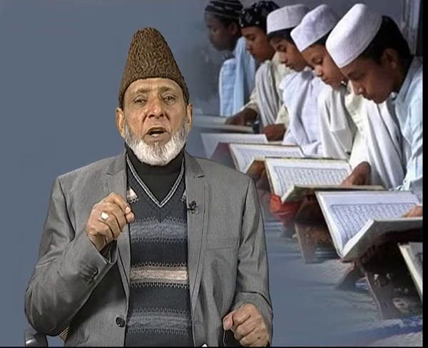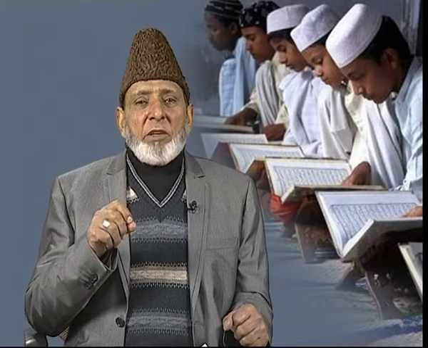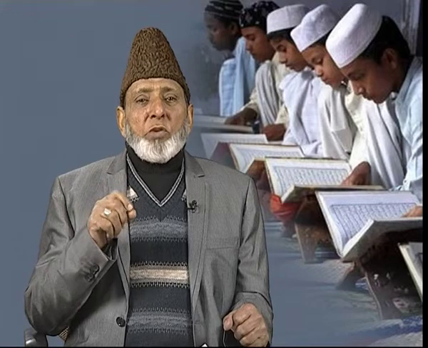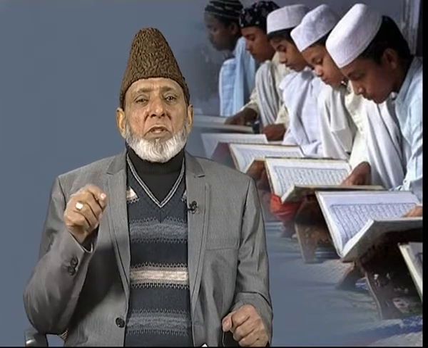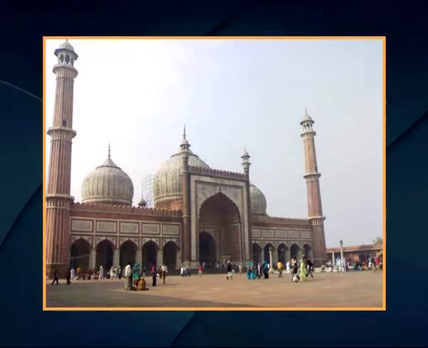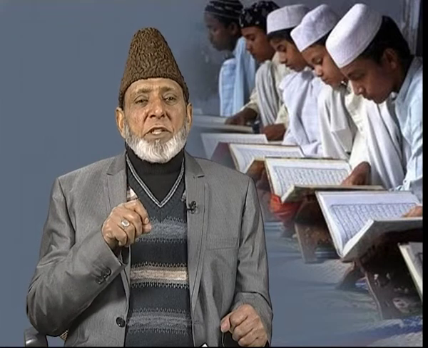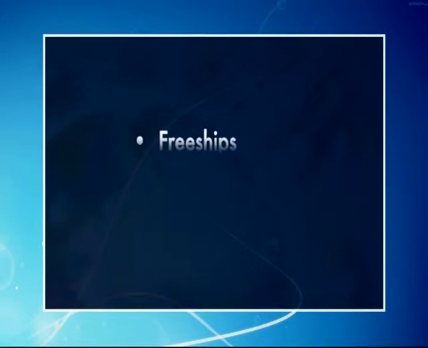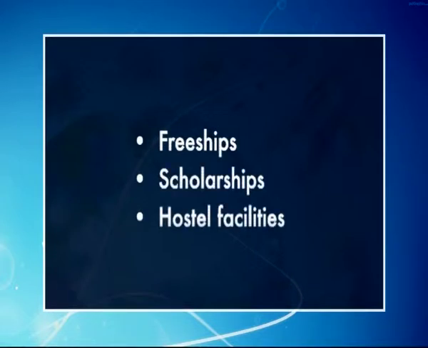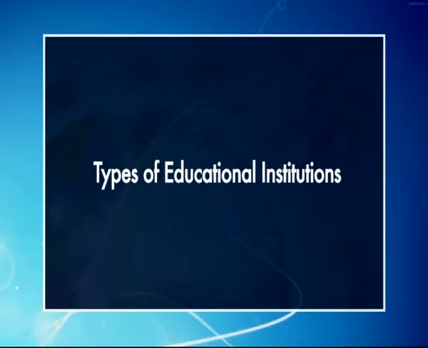Jahangir went so far as to enact a law that the property and wealth of a person dying without any heir would be utilized for the repairs of schools and religious buildings. Shah Jahan had a university established near the Jama Masjid in Delhi. Aurangzeb did propagate Muslim education by granting exclusive facilities to Muslim students in terms of freeships, scholarships, hostel facilities and other perks. Let us now see what types of education institutions functioned during the medieval period.